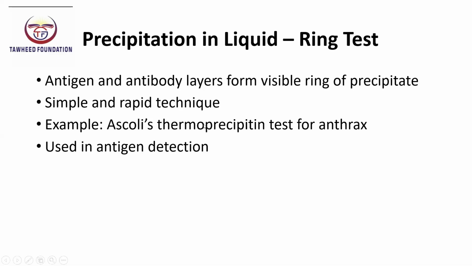A classical example of the ring test is Ascoli's thermoprecipitin test, which is used for the identification of anthrax antigen in infected animal tissues. Because of its simplicity and specificity, the ring test remains a useful screening tool in diagnostic laboratories.